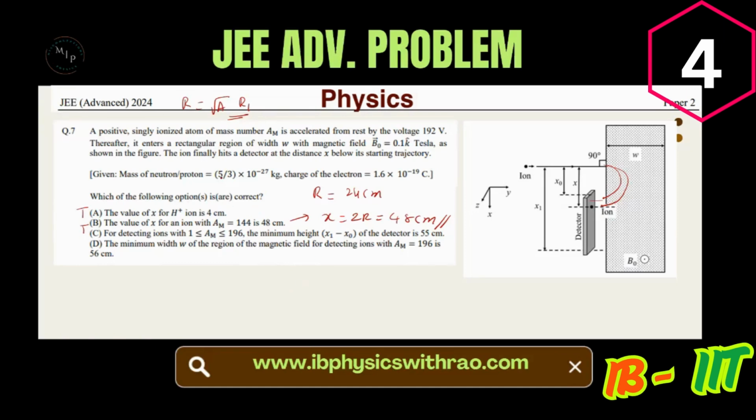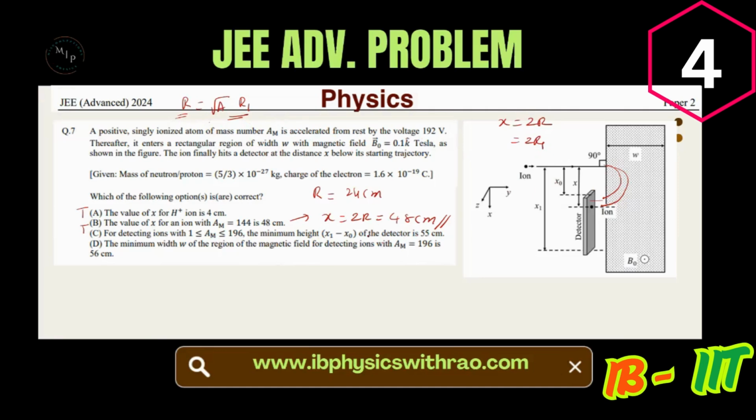Based on this, it is equal to root of A times r1. As the value of A increases, this r also increases. And what is x here? X is nothing but 2 times r, so x should also increase. For the hydrogen ion, A is equal to 1 and r is equal to r1, so x should be equal to 2 times r1, which is nearby. And for any other ion, let us say, a very massive ion.